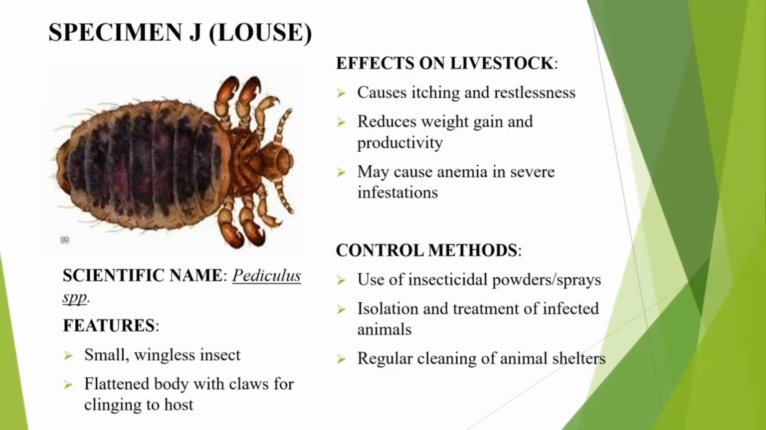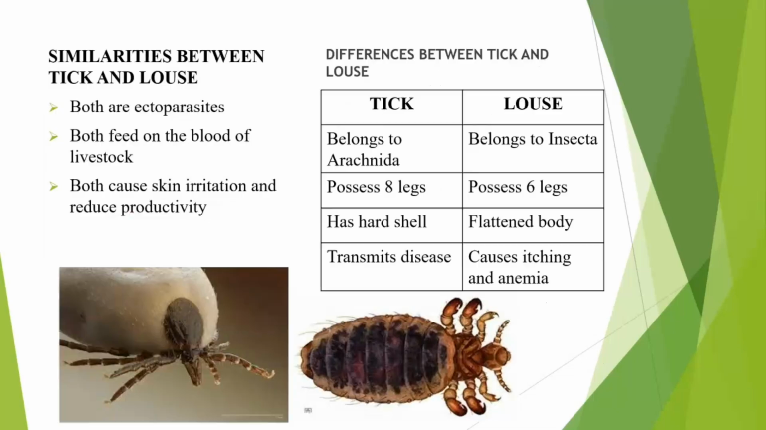Now, what are the controls? We can use insecticides to control them. Also, we can isolate and treat infected animals. If I know that an animal is infected, it is ideal I remove that animal from the other animals and treat it separately so that this louse does not spread to other organisms. Also, regular cleaning can help in controlling this pest.